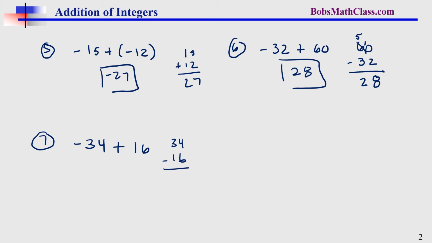We've got to borrow. So 14 minus 6 is 8. 2 minus 1 is 1, so we have 18. And then we need to keep the sign of the larger number. The larger number is 34, which is negative. So our answer will be negative 18.